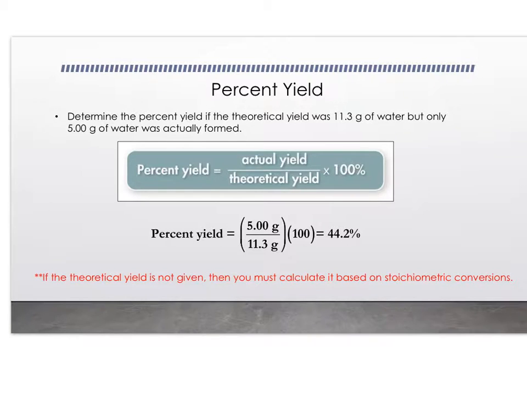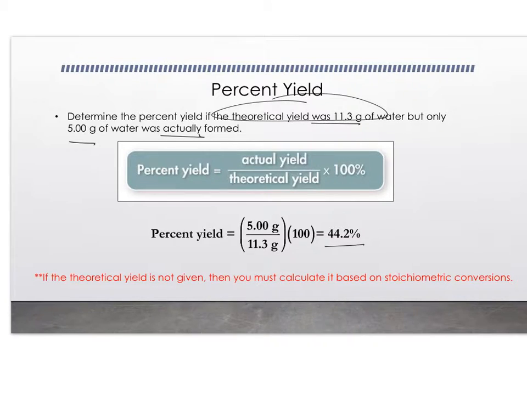So if a question asks you to determine the percent yield, if the theoretical yield was 11.3 grams, but only 5 grams of water was actually formed, we'll just plug it into the formula, where you have actual divided by theoretical. So your 5 was what you actually formed, and then divide that by 11.3, which was your theoretical, multiply that by 100%, and you'll get 44.2%.